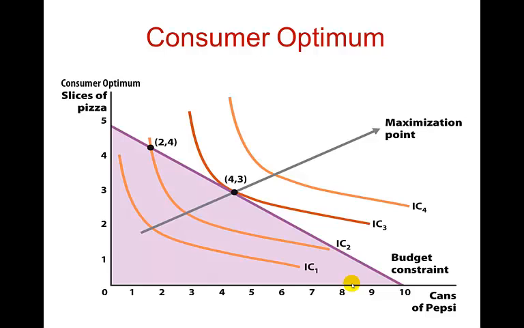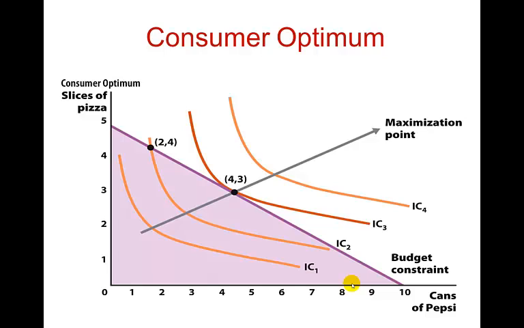Also take a look at the point on indifference curve 2, which happens to lie on the budget constraint. So our consumer could spend all of their money and purchase 2 cans of Pepsi and 4 slices of pizza, and our consumer would be spending all of their money, but that consumption bundle lies on indifference curve 2, and the consumer would rather be on indifference curve 3. So instead of consuming 2 Pepsis and 4 slices of pizza, our consumer is going to purchase 4 cans of Pepsi and 3 slices of pizza.